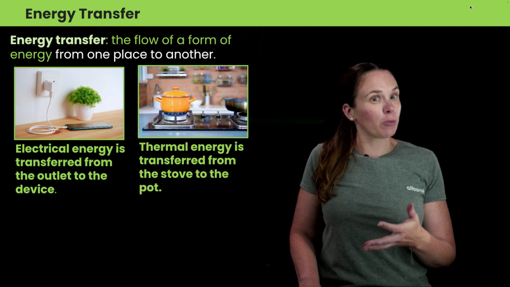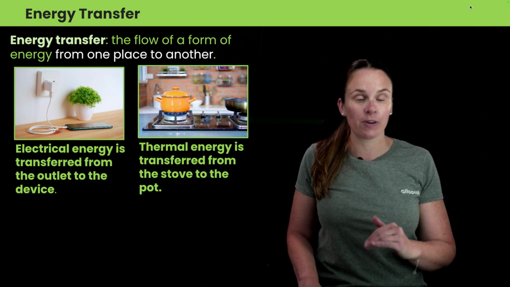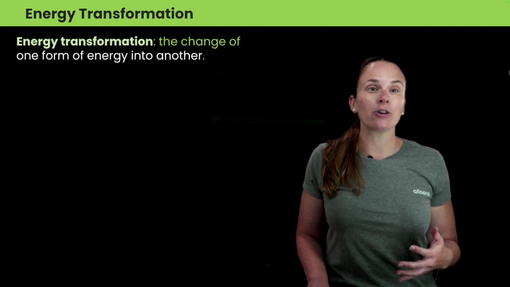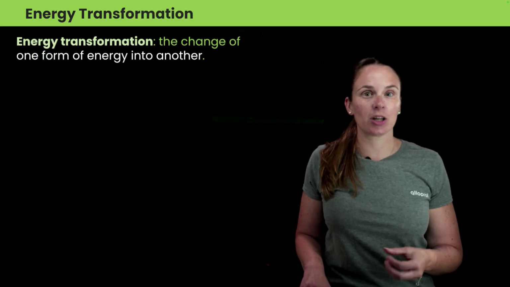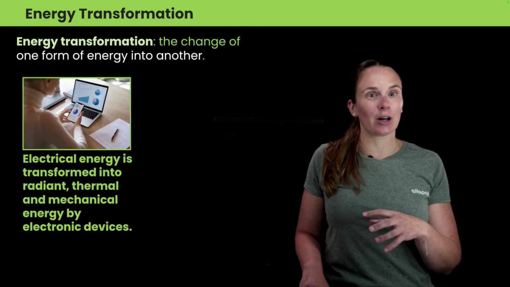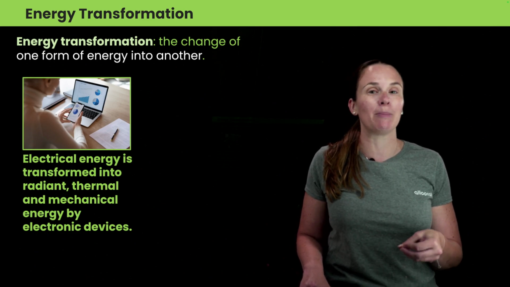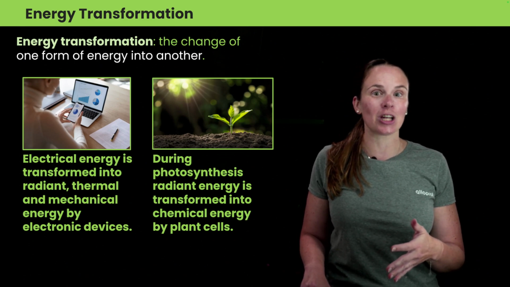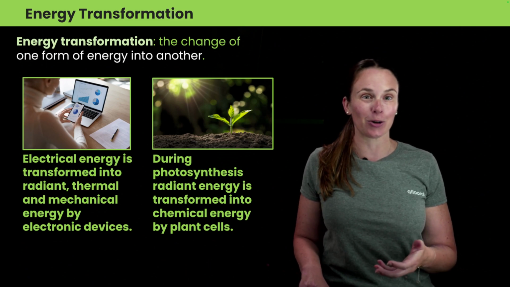We also have an example like thermal energy. When we put a pot on a stove, that thermal energy is transferred from the stove to the pot and then from the bottom of the pot to the top of the pot. Now, energy within a system can also be transformed. And so energy transformation is the change of one form of energy to another. So once we have that electrical energy in our laptop, it is then transformed into radiant, thermal, and mechanical energy. Another example will be during photosynthesis. That radiant energy is turned into or transformed into chemical energy in the form of glucose.